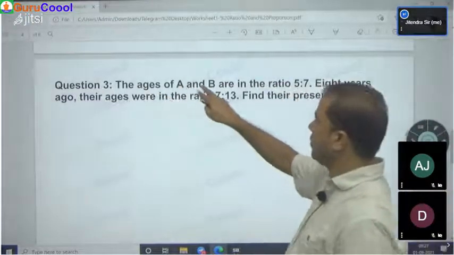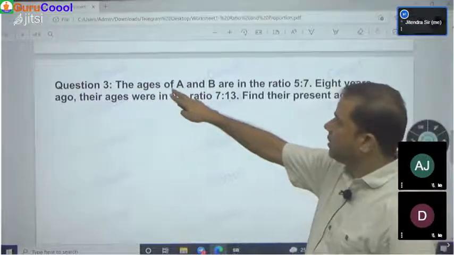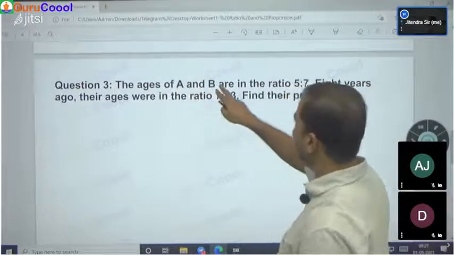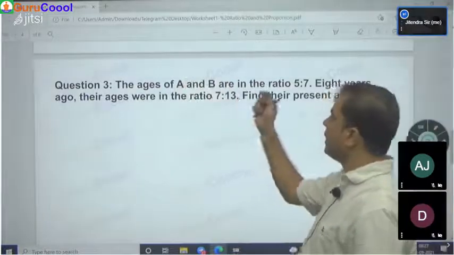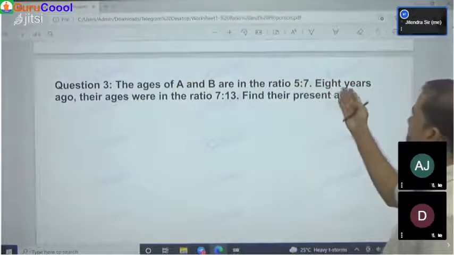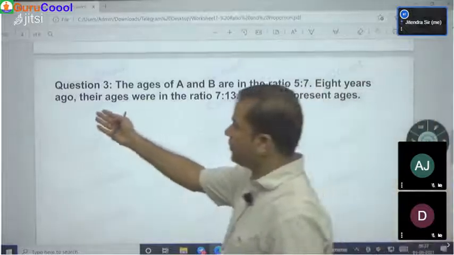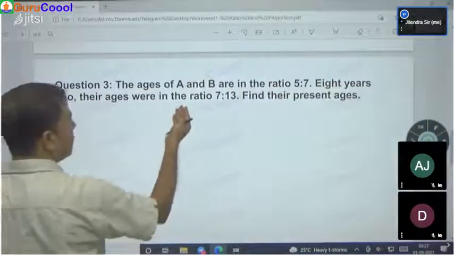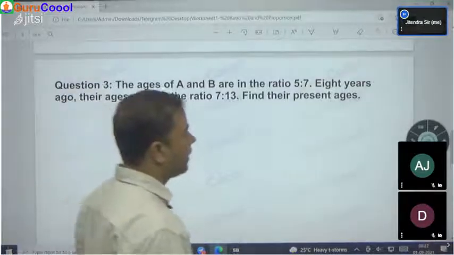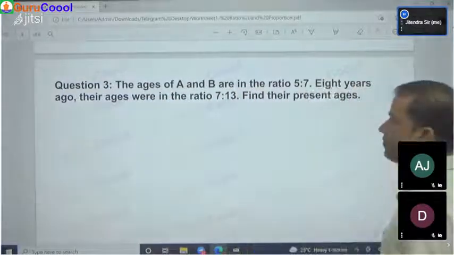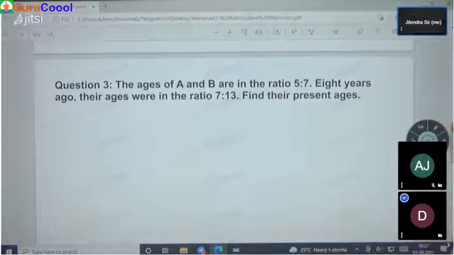Next question is here. The ages of A and B are in the ratio 5:7. There are two persons, A and B. Their ages are in the ratio 5:7. 8 years ago, their ages were in the ratio 7:13. Find their present ages. Did you try this, David? Yes, sir. Anurag, can you try this now?